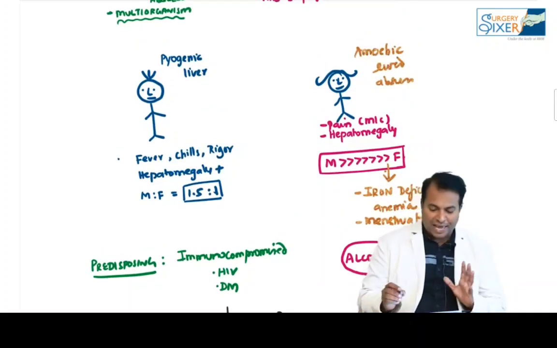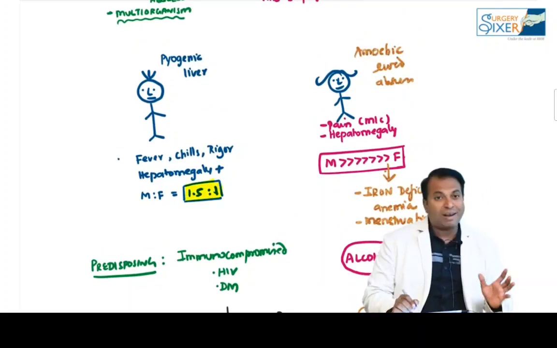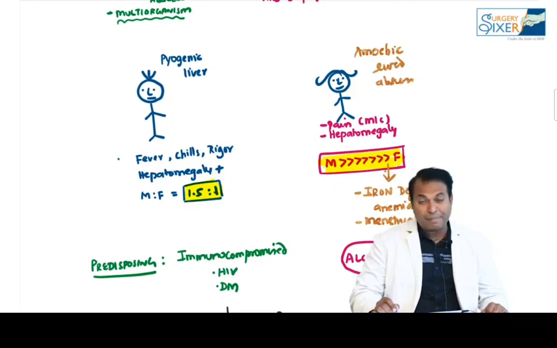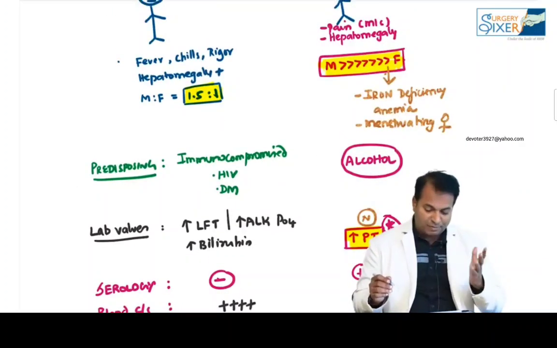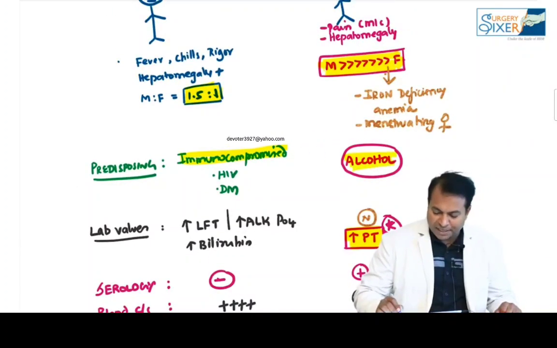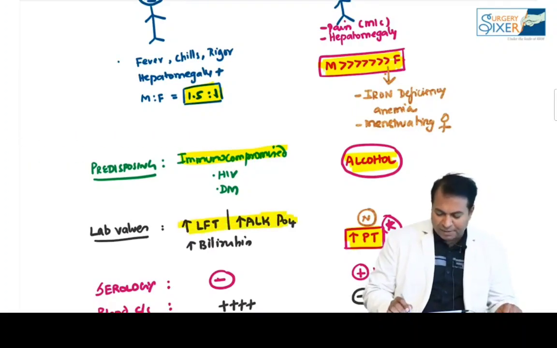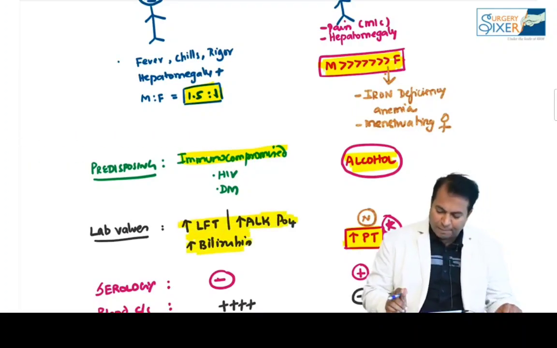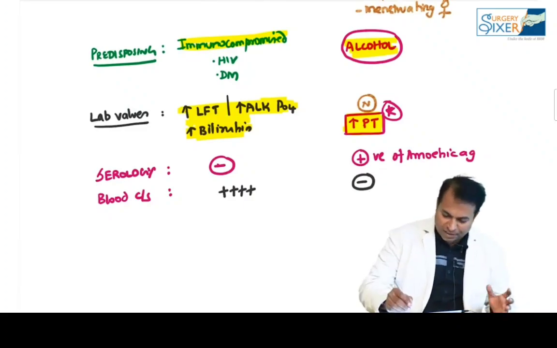So please remember, I'm telling you the differences between these two. Pyogenic abscess will have fever, chills and rigors. It is around equal in males and females. But amoebic abscess is more common exclusively in males. I have also not seen amoebic abscess in females so far. Pyogenic abscess is predisposed by an immunocompromised state, amoebic by alcohol. There is altered LFT in pyogenic abscess. It is only prothrombin elevation in amoebic abscess. Serology is positive in amoebic abscess. Blood culture is positive in pyogenic abscess.